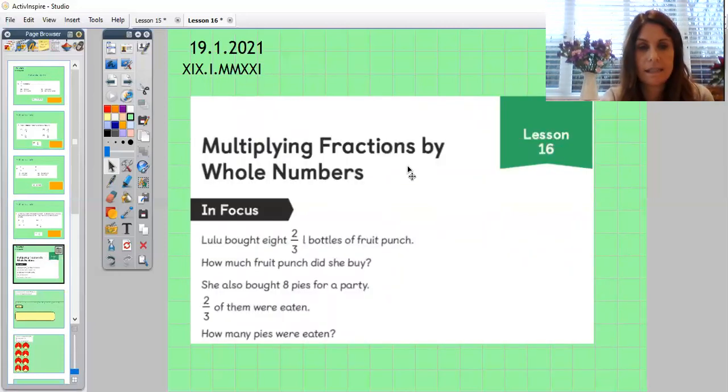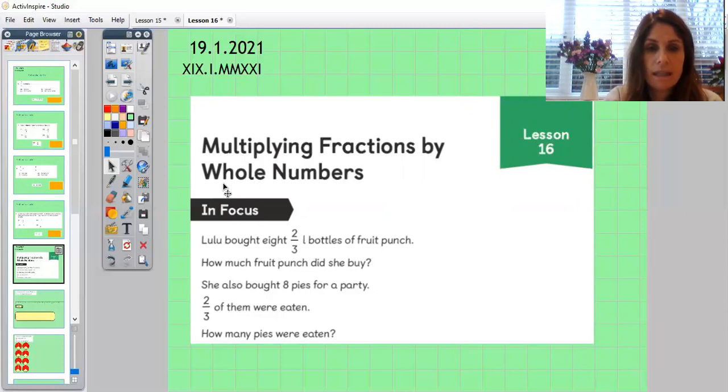Right, let's have a look at today's lesson then. So on to lesson 16. So our in focus task today. Lulu bought 8 2/3 of a litre bottles of fruit punch. How much fruit punch did she buy? She also bought 8 pies for a party. 2/3 of them were eaten. How many pies were eaten?